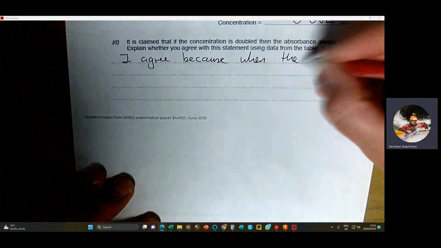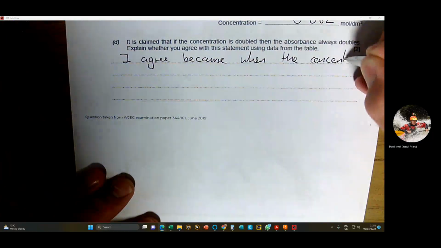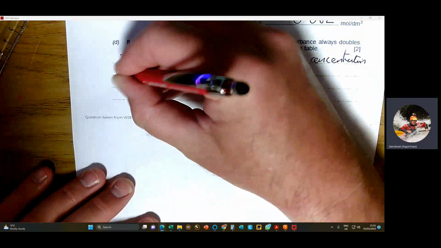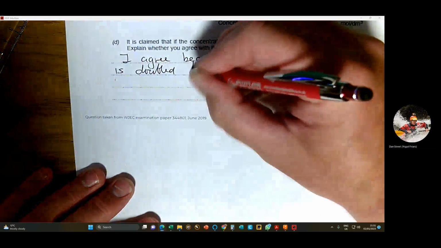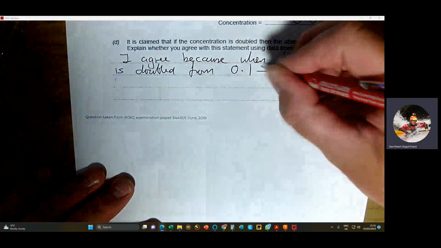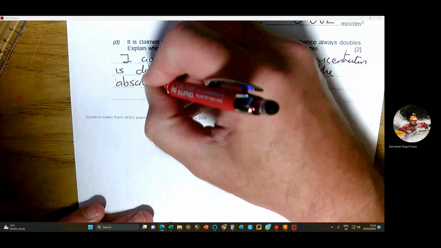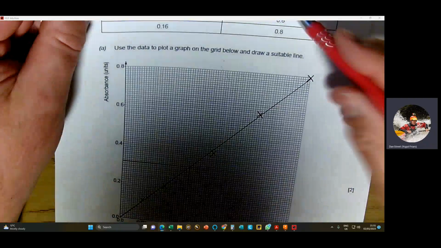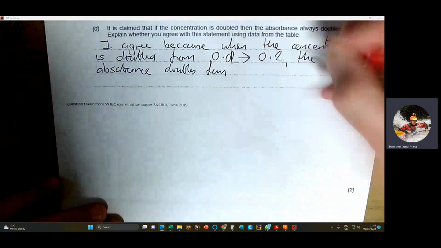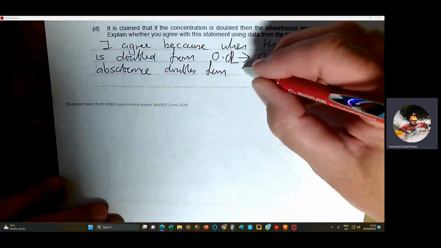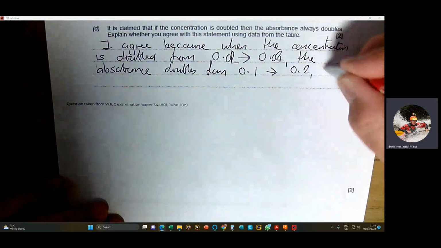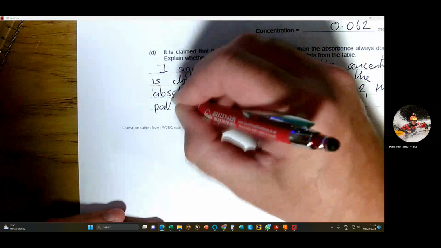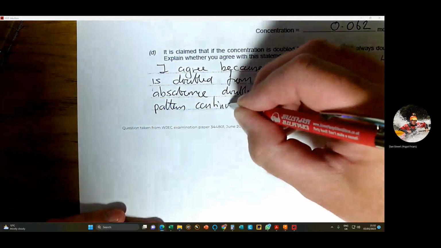when the concentration is doubled from 0.02 to 0.04, the absorbance doubles from 0.1 to 0.2, and then we could say this pattern continues through the data.